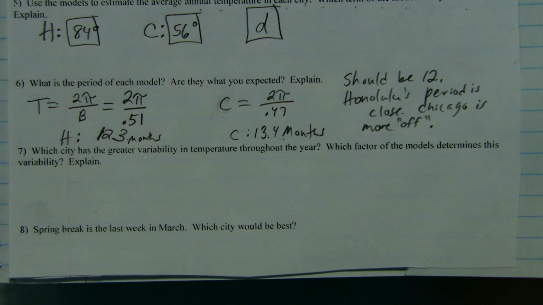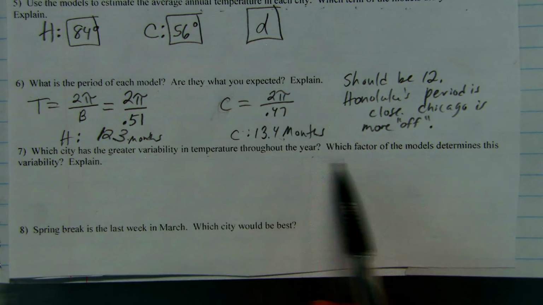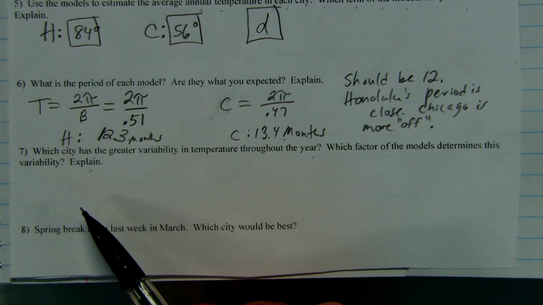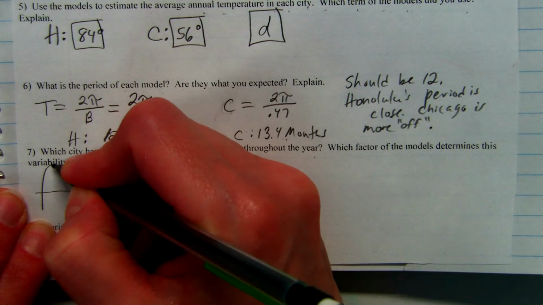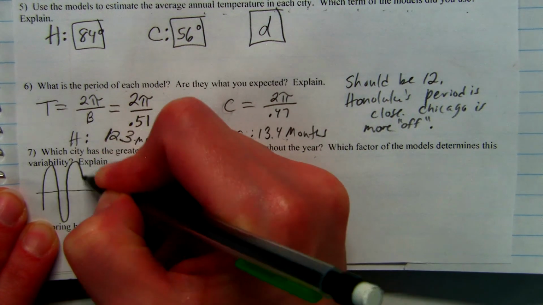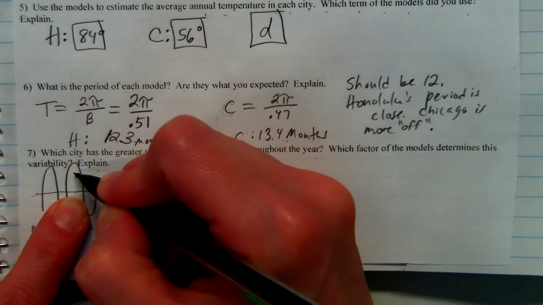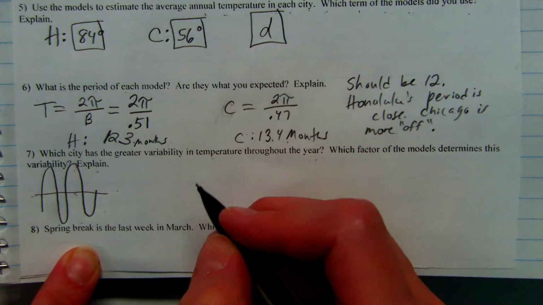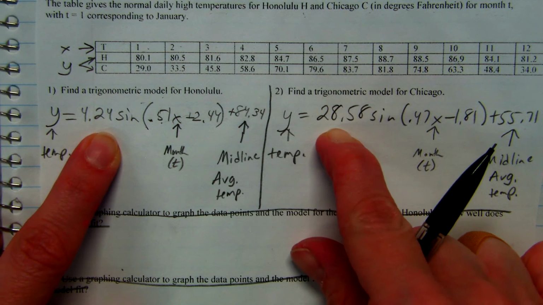Okay, so let's go down to number 7. Which city has the greatest variability in temperature throughout the year? What factor of the model determines this variability? Explain. Variability, if we're thinking about a wave function, would be how far it's going up and down. So how much does it vary from that average at the midline? What part of my equation tells me how far up and down it's going to go from the midline? Your amplitude. So if I'm looking at my two equations, which one has a bigger amplitude? Chicago.